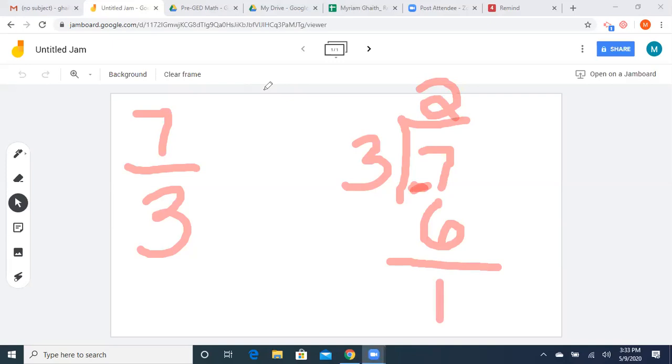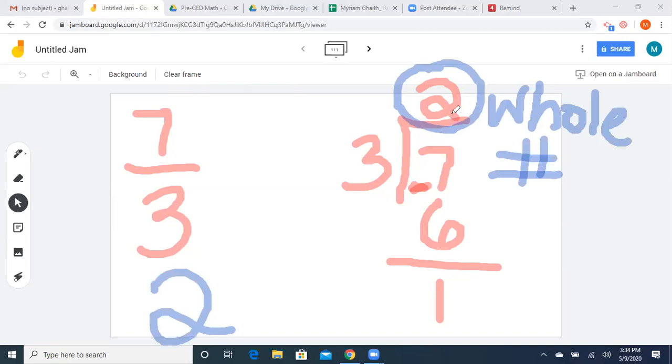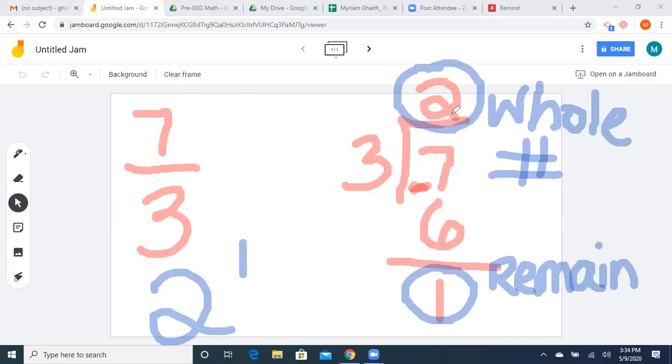I'm going to change the color. I'm going to make it blue, my mixed number, okay? This 2 becomes my whole number, the whole number in the beginning of my mixed number. So now it's 2. And what's the numerator? 1. Yes. So the remainder, whatever's remaining, becomes the new numerator.